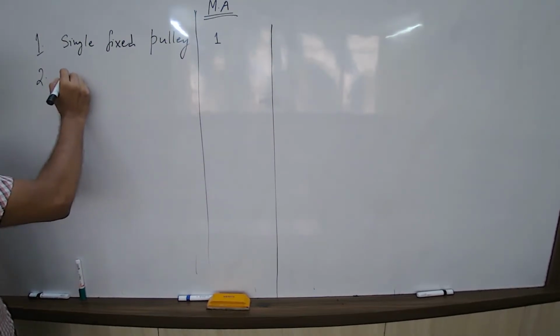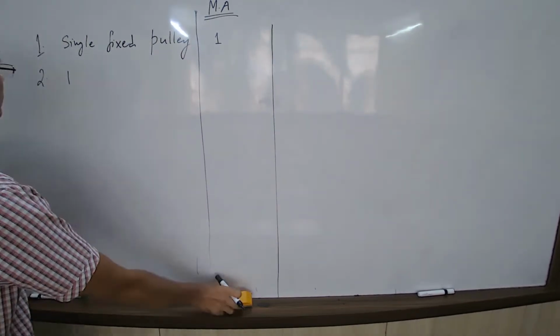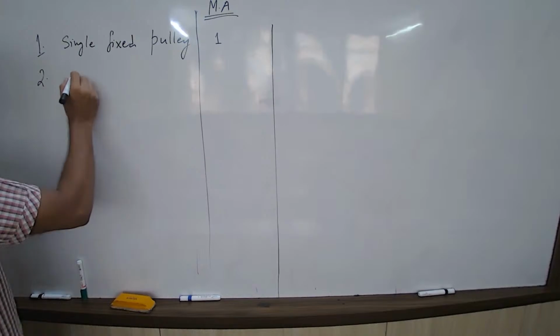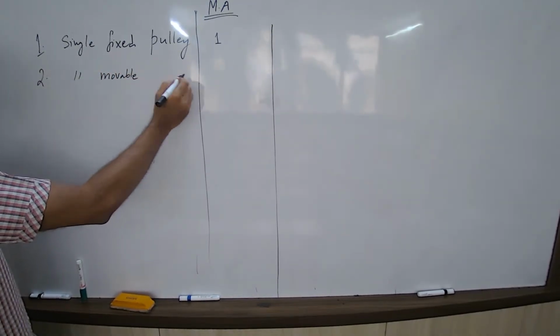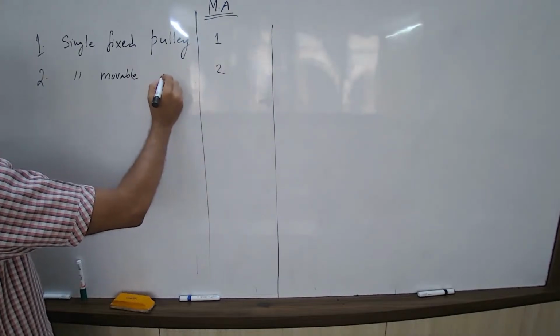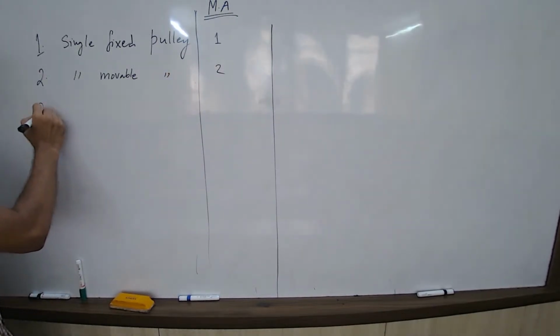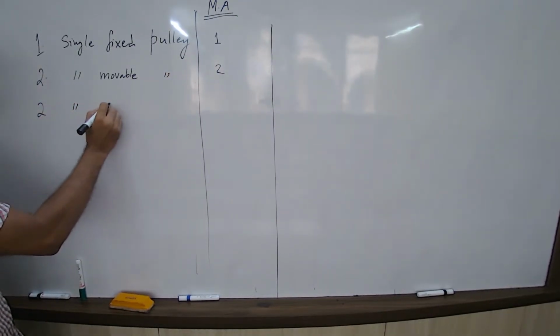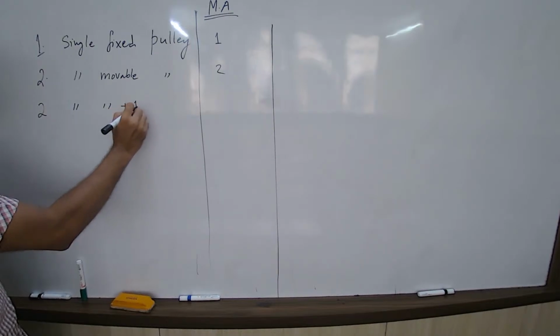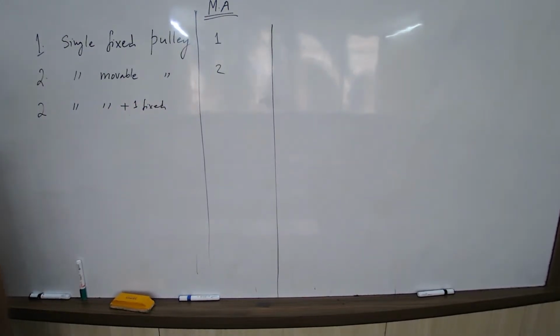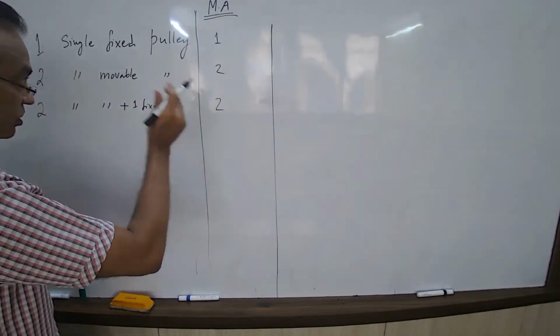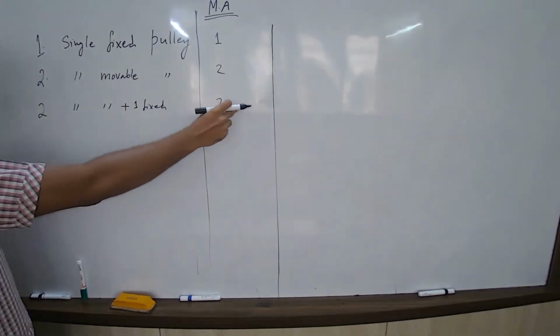Then you had single movable pulley. What is the mechanical advantage of single movable? Greater than one. Yes, so it's 2, right? Then you have single movable plus 1 fixed. Mechanical advantage 2. Only thing you get is change of direction.